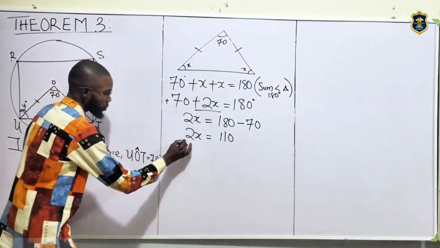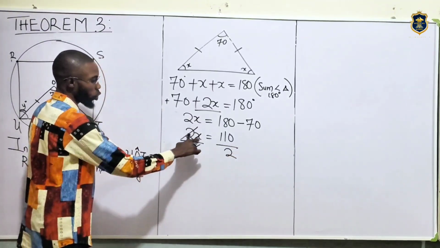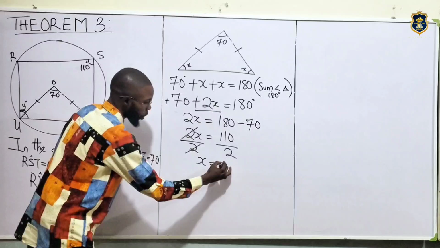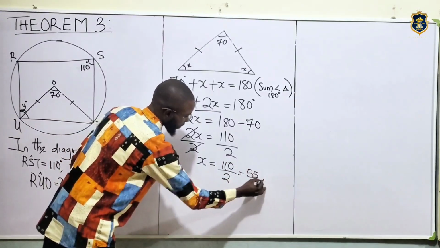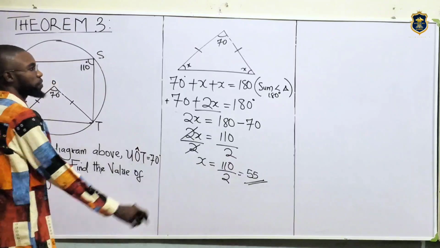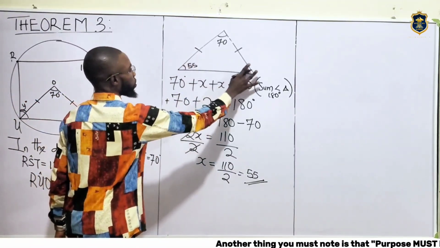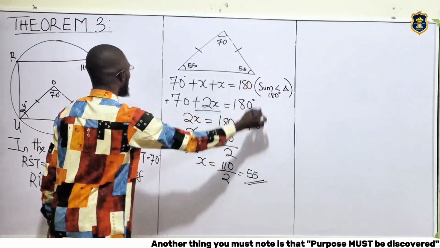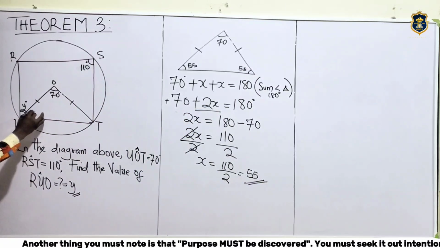110. So what do? We divide both sides by 2 so that this 2 can take off 2 here. We'll be left with X. 110 divided by 2 will be equals to what? 55. That means the value of X here is 55. Also the value of X here will be what? 55.